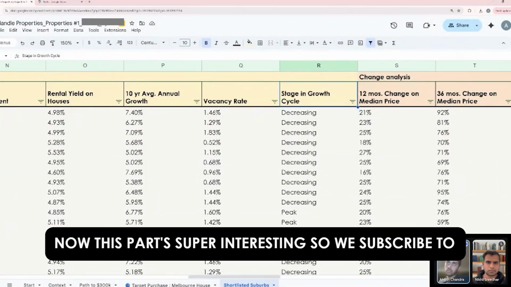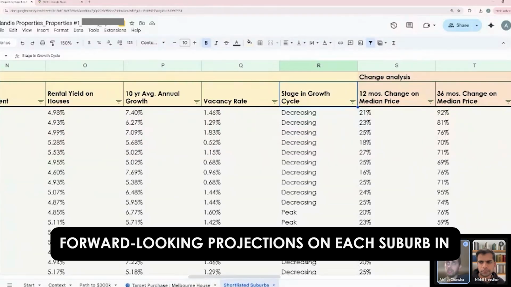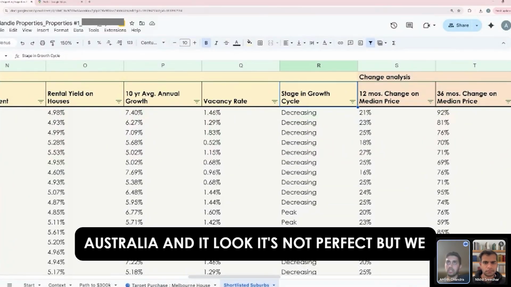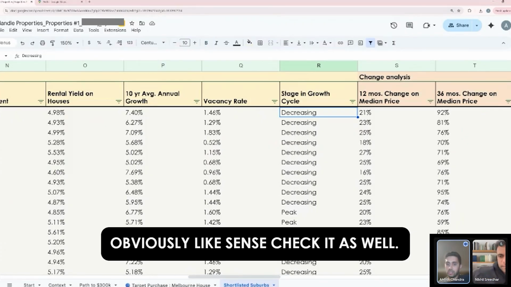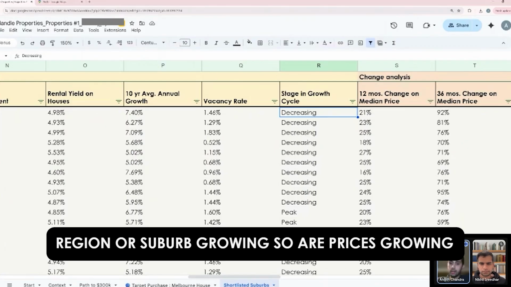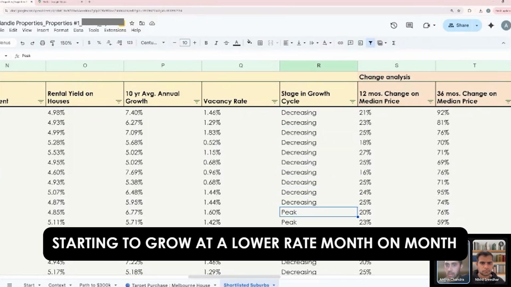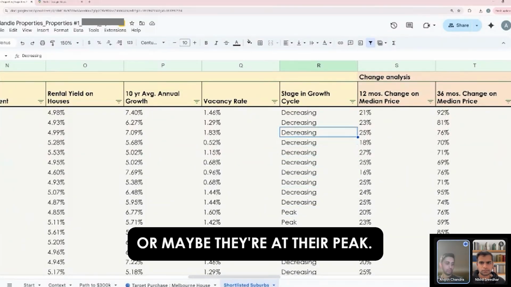Now, this part's super interesting. We also subscribe to an external software that does forward-looking projections on each suburb in Australia. It's not perfect, but we obviously sense check it as well. It gives you an idea based on each region: is this region or suburb growing? Are prices growing at a higher rate month on month, or are they starting to grow at a lower rate month on month, or maybe they're at that peak?